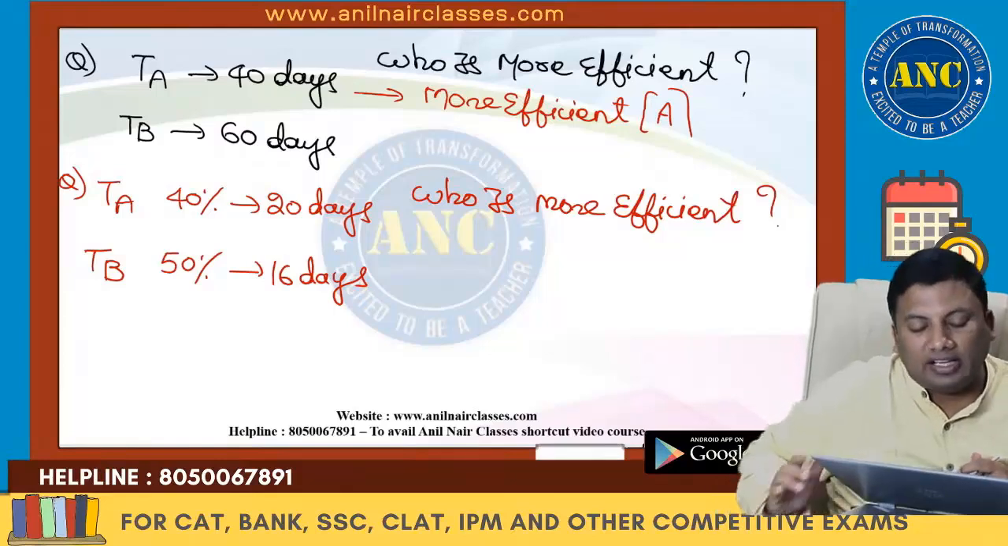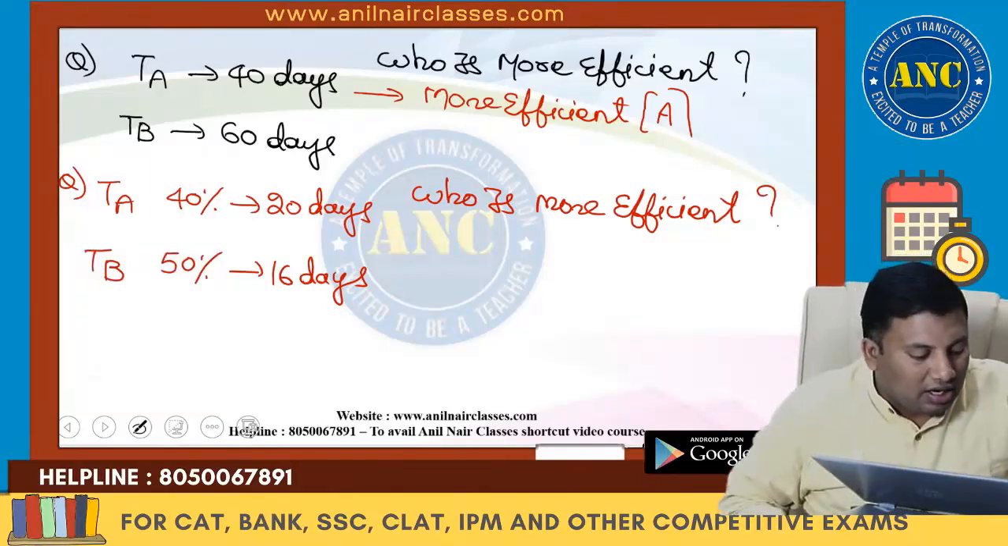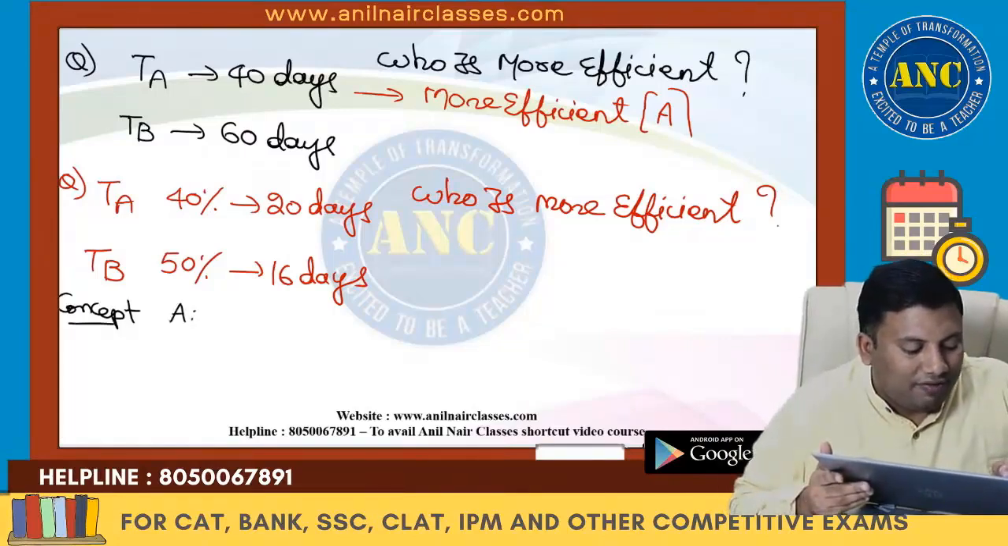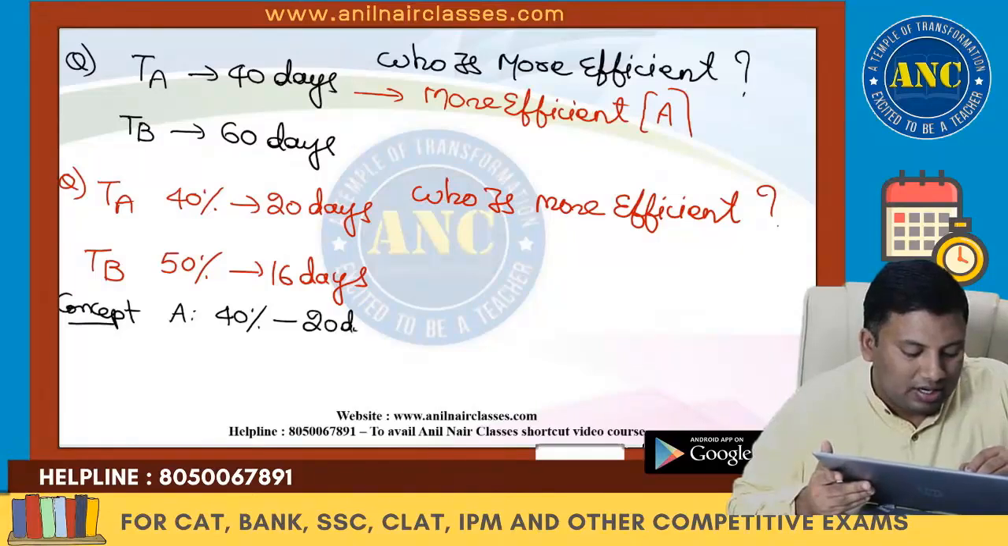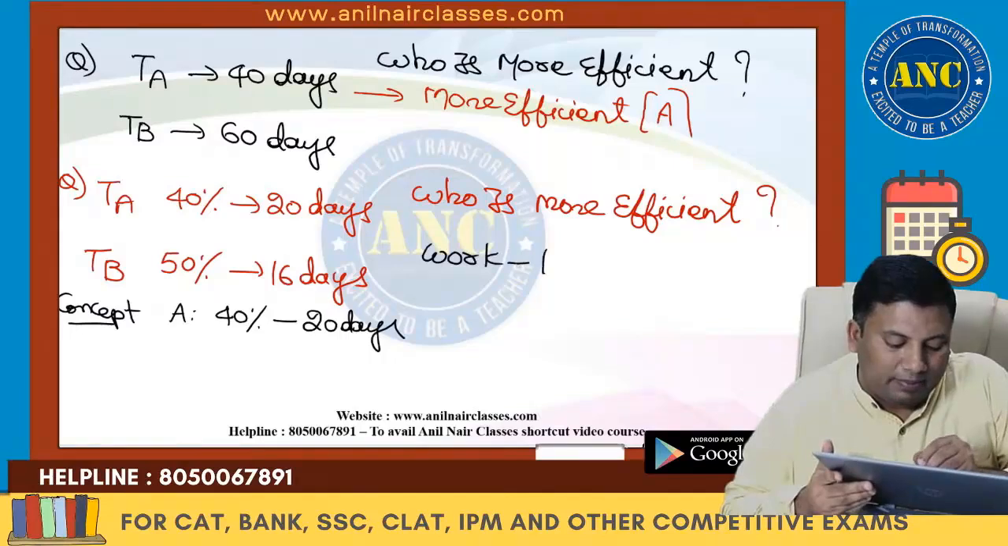A is doing 40% of the work in 20 days. B is doing 50% of the work in 16 days. Now, another fundamental concept: the total work done is nothing but 100%.